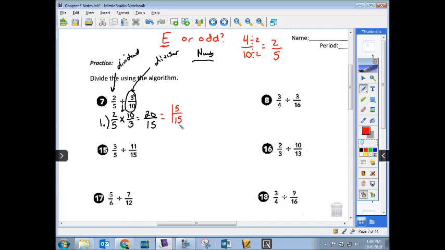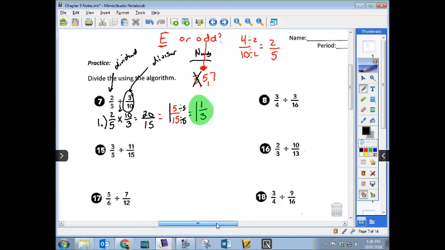But when you go down here, I see that at least one of them is odd. And if one of them is odd, what factors do you think I need to check? 3, 5, and 7, just like we always have. Okay? So 3, clearly not a factor of 5. 5, yep, they both end in 5. So right there, I just learned that both of these numbers are divisible by 5. You don't lose the 1, that remains. 5 divided by 5 is 1. 15 divided by 5 is 3. So there it is, 1 and 1/3.